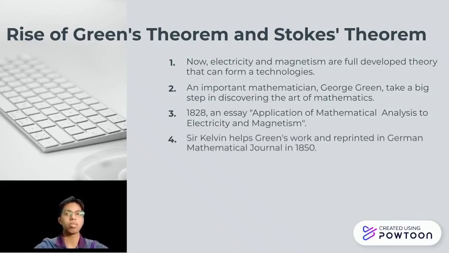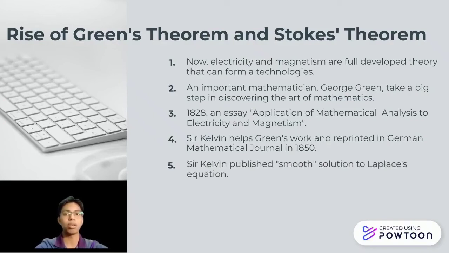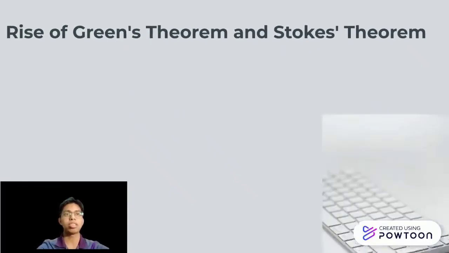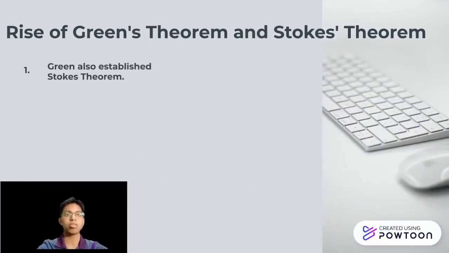Sir William Thomson, also known as Sir Kelvin, helped Green's work and reprinted it in the German Mathematical Journal in 1850. Sir Kelvin published a smooth function solution to Laplace's equation. The hard work of Sir Kelvin and Green allows us to determine the potential for the spatial domain. George Green also established Stokes' theorem. Sir Kelvin rediscovered Green's work and found it contains Stokes' theorem.